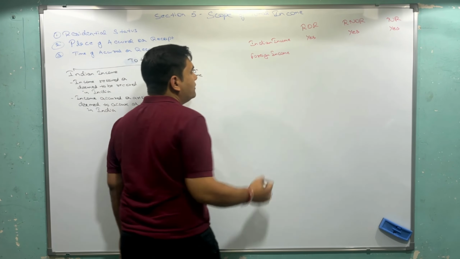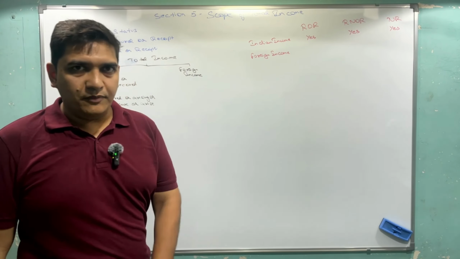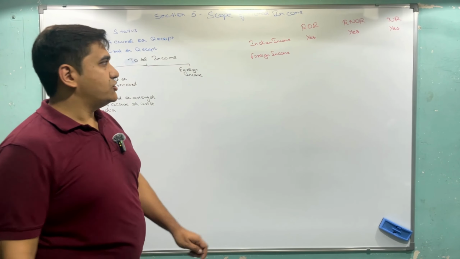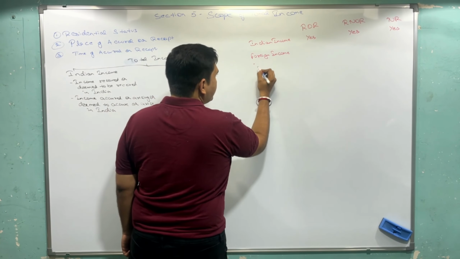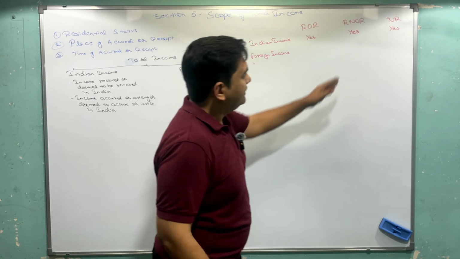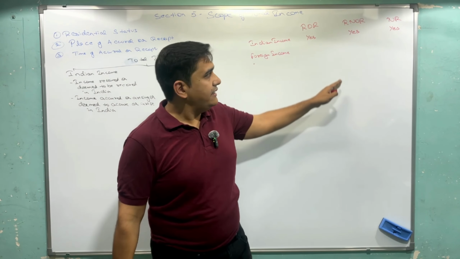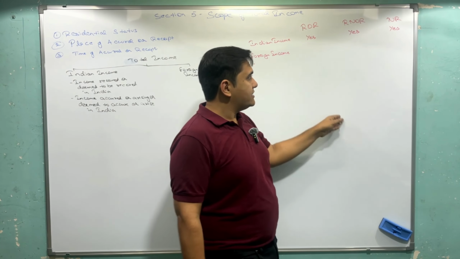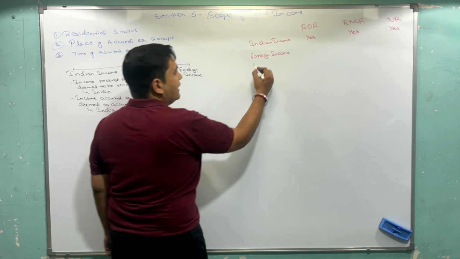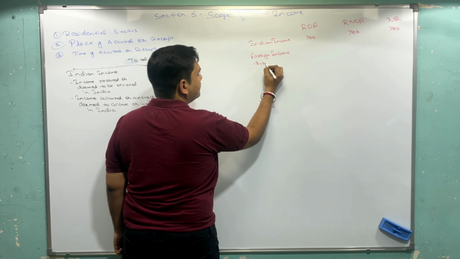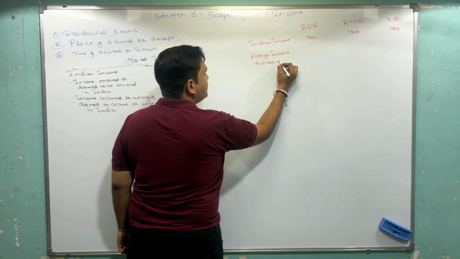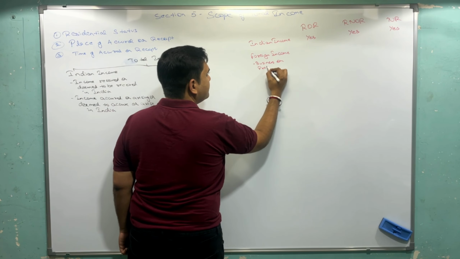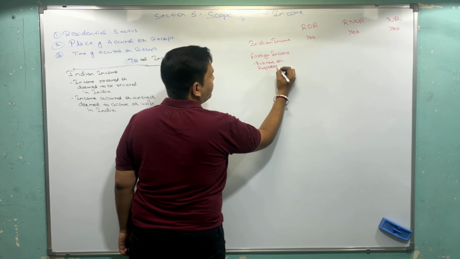Now, when we talk about foreign income, a distinction has to be made here, especially because of this particular category, right? When it is resident and not ordinarily resident, we have to make a distinction. What is that distinction? That is business or profession controlled from India.